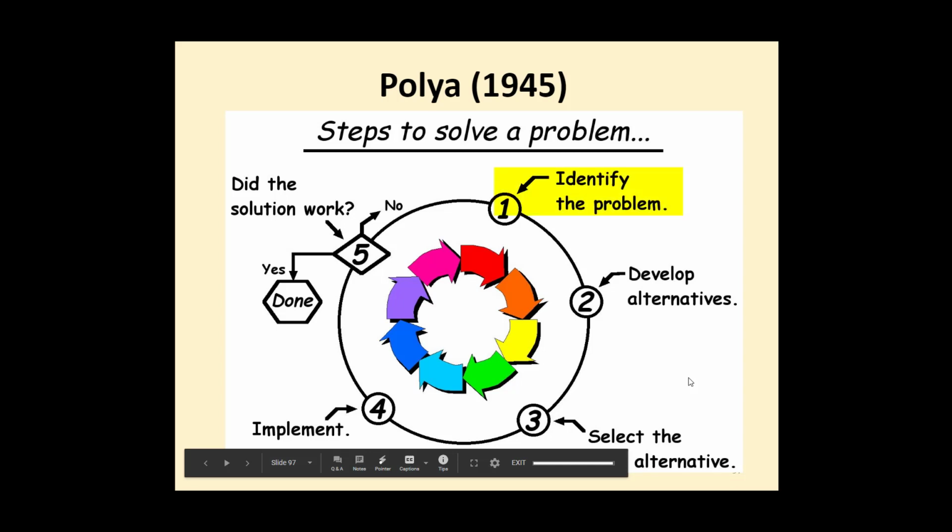First, it was identify the problem, then maybe develop alternatives, then select one of the alternatives, then implement it, and then look to see if it worked. Although this looks kind of like a cycle, a lot of the times you go back and forth. Let's look at each one individually.